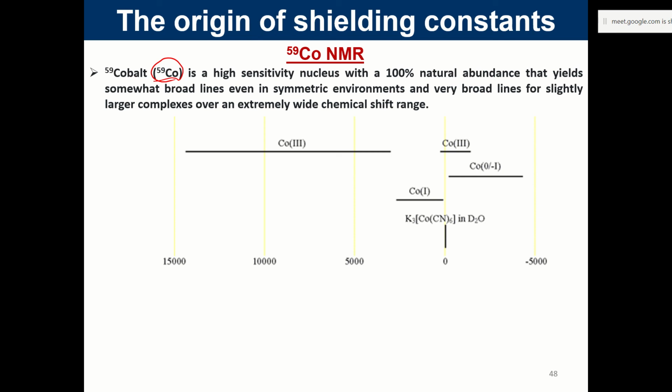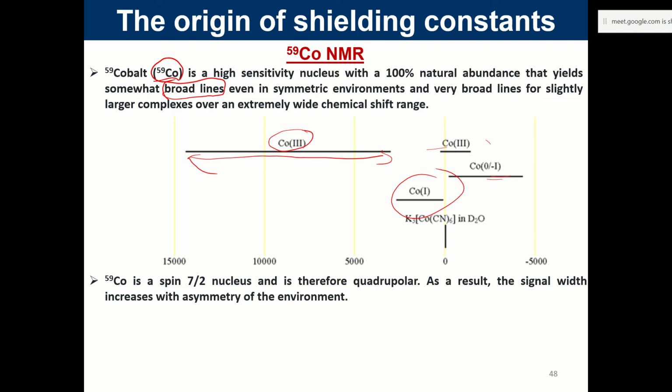Here, because of this paramagnetic contribution, it is usually a broad line over a broad range. Cobalt 3 complexes will be obtained over very broad chemical shift values up to this, cobalt 1 is obtained in this region, and cobalt 0 and minus 1 further on the other side of this value.